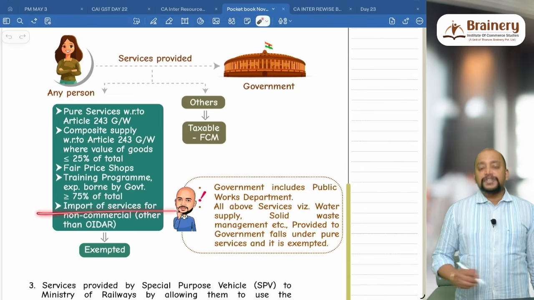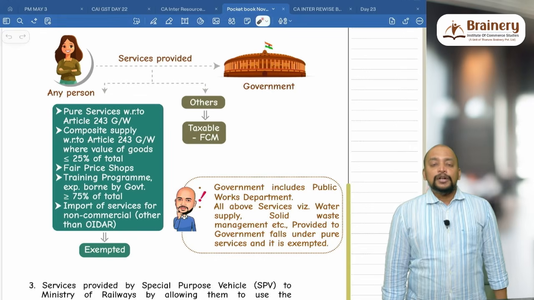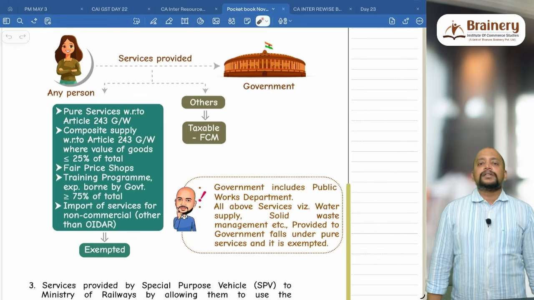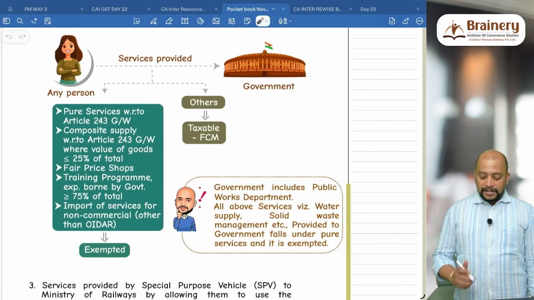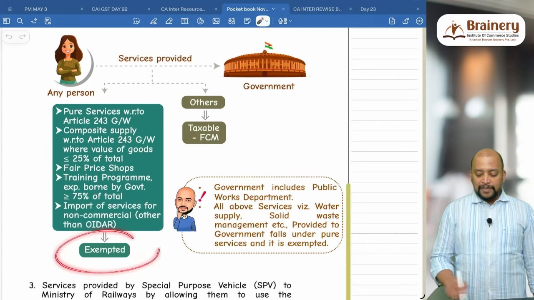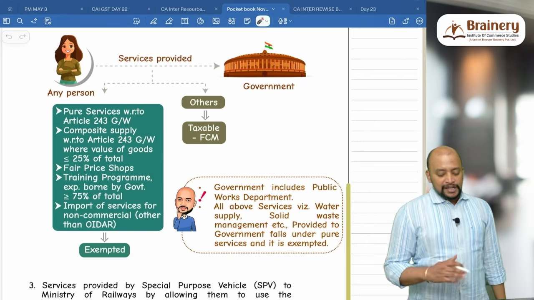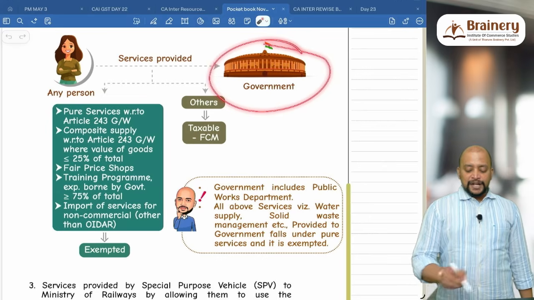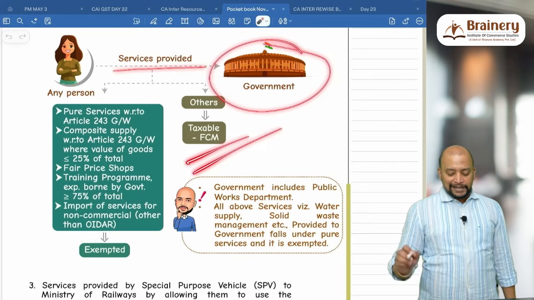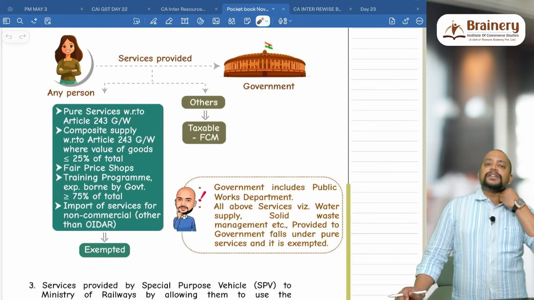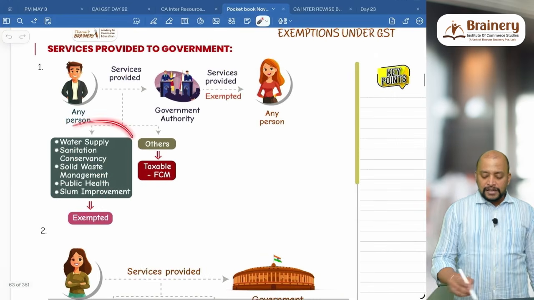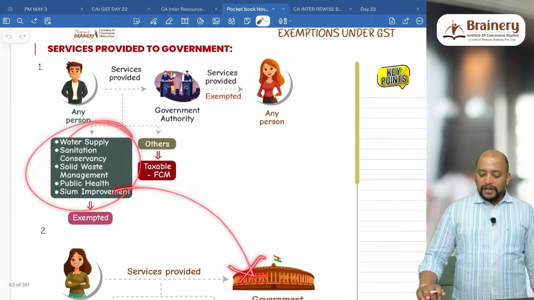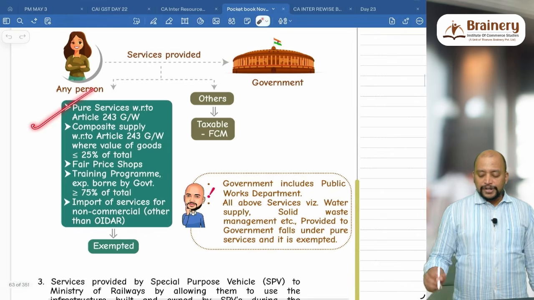Then import of service for non-commercial purposes. Non-commercial, that is other than business. So any import of services other than OIDR services for other than business purpose will be exempted. Then apart from this, other activities of government, services provided to government will be taxable. Here when we say government, whether it includes public works department, yes. And what about these services provided to government? It will be covered under the first point, pure services.